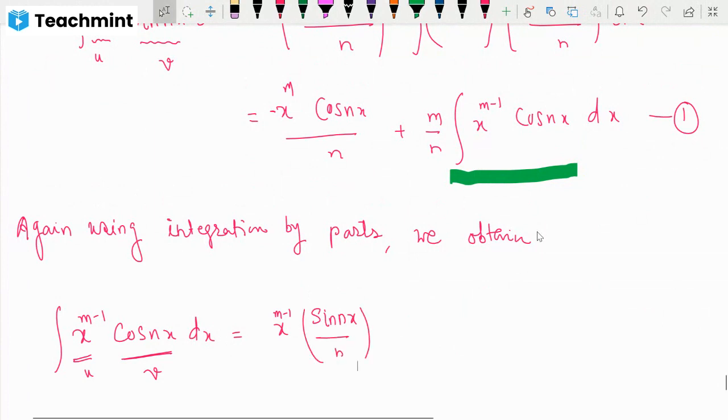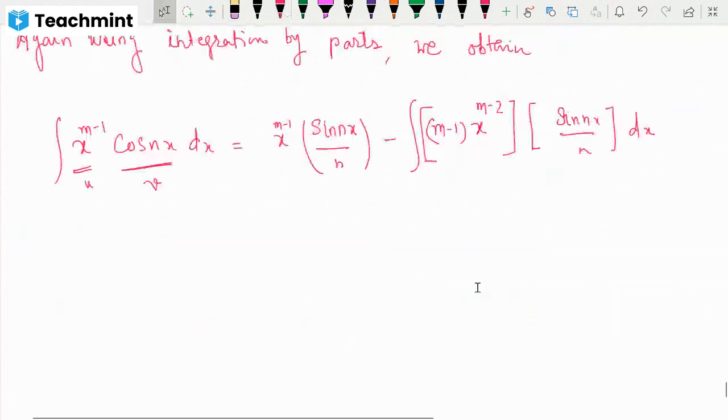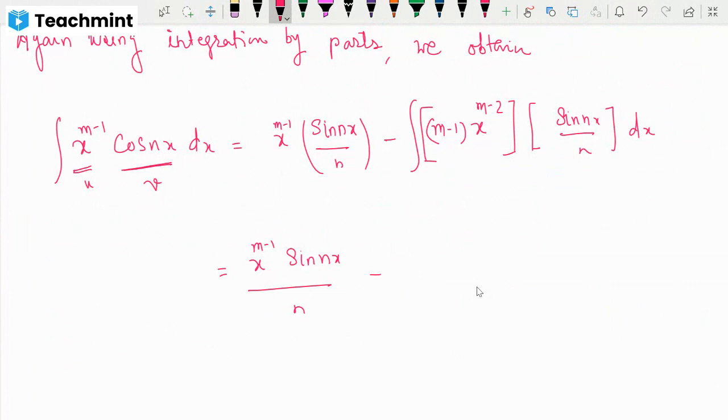Is it okay? Minus the integration of the derivative of u, which is m minus 1 into x raised to m minus 2, the derivative of x raised to m minus 1, and the integration of cos nx is sin nx divided by n, dx. Further simplifying, you get x raised to m minus 1 into sin nx divided by n, minus m minus 1 divided by n, integration of x raised to m minus 2 into sin nx dx. You can call this equation number 2.